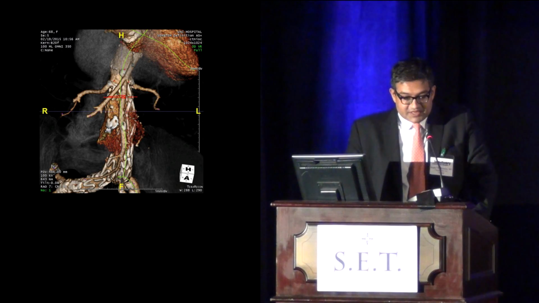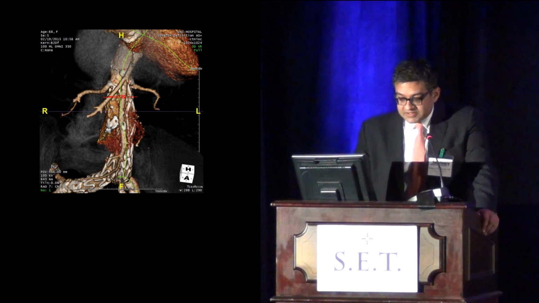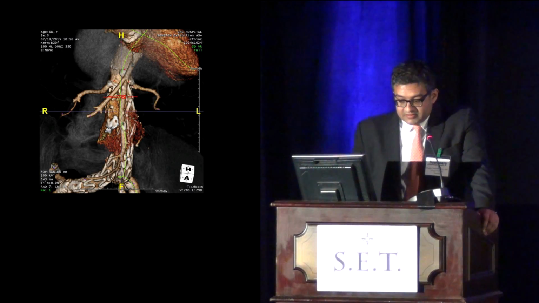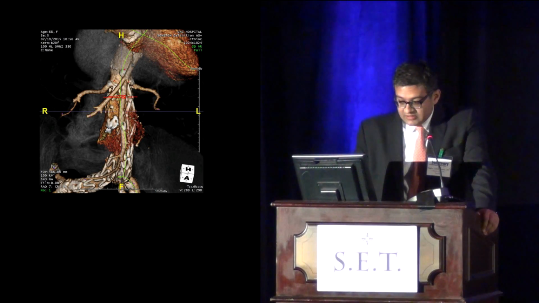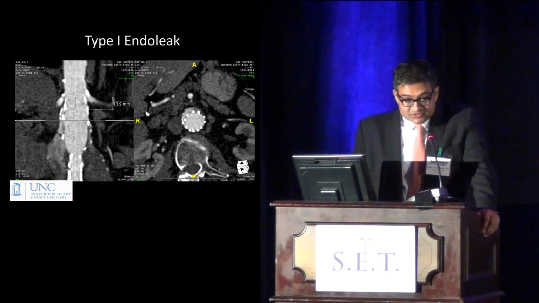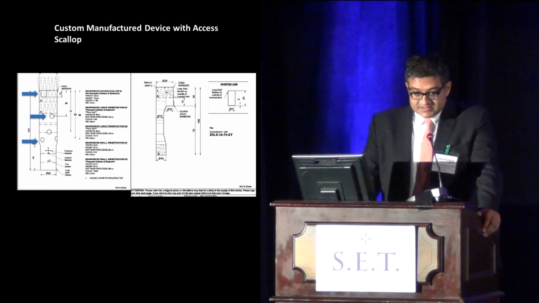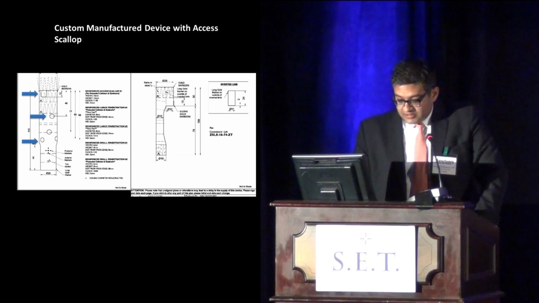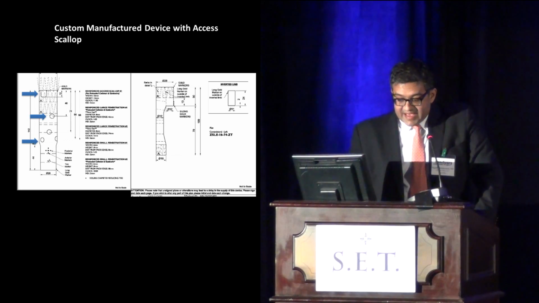This is an example of a patient with previously treated anatomy with an endograft with a type 1 endoleak who had a short neck. Here are some of the images. You can see that there's flow outside of the graft. This device was treated with a custom manufactured device from Cook. This is the access scallop.